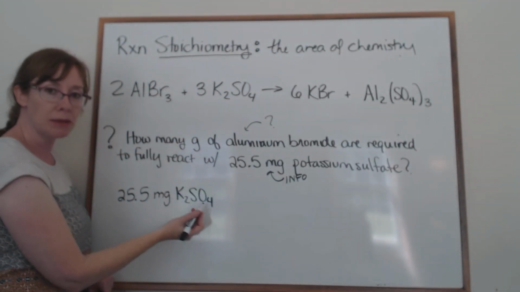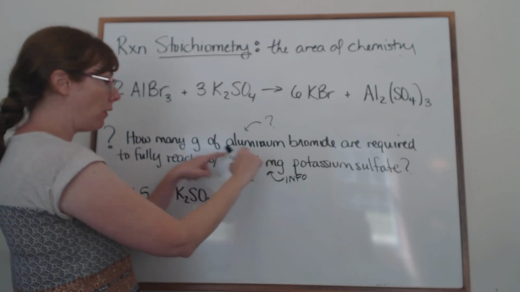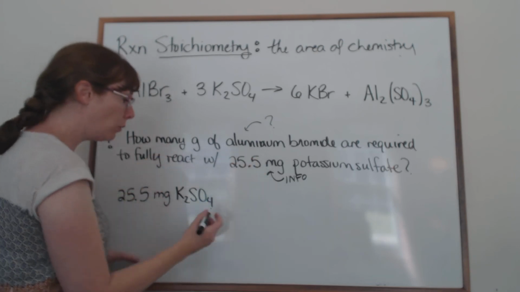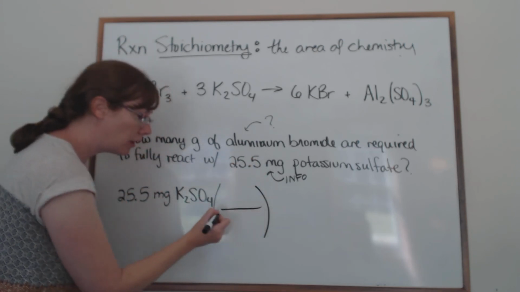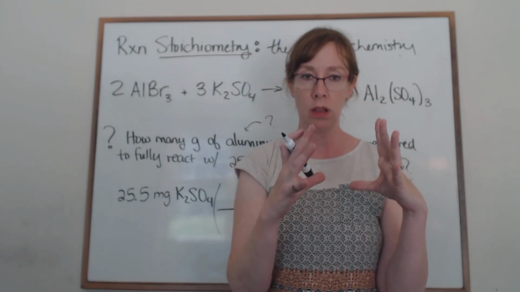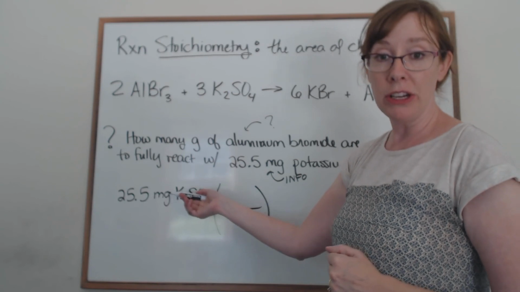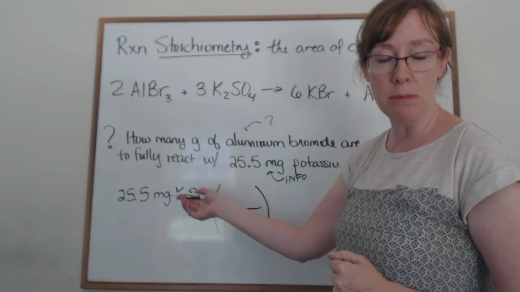That's the mass of potassium sulfate that we have in our beaker. We need to figure out the mass of aluminum bromide. Well, a couple things we have to do first. We are headed to needing to do a mole-to-mole ratio. We've got to do a mole-to-mole ratio. Clearly, we're not ready for a mole-to-mole ratio because that's not in moles.